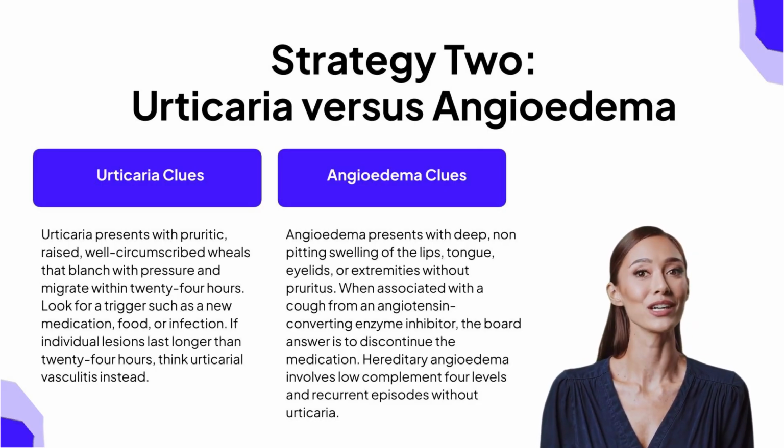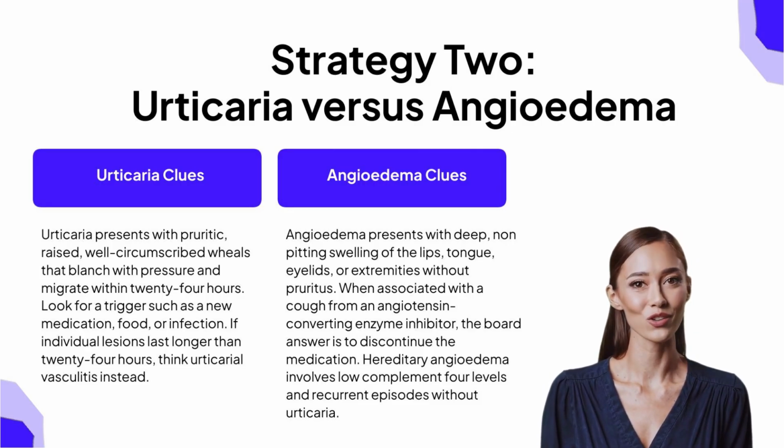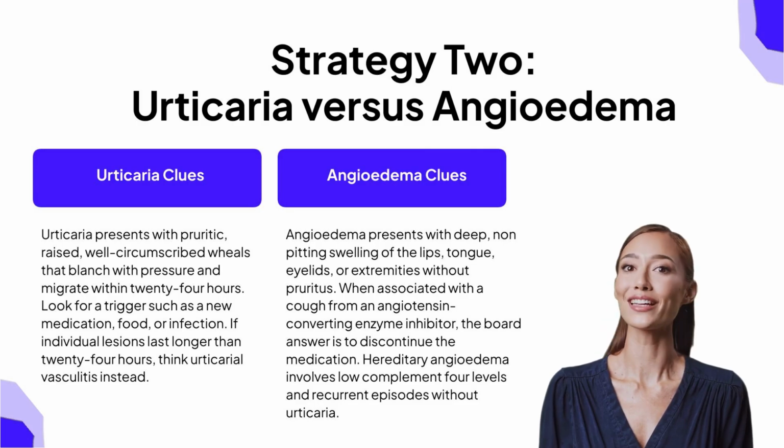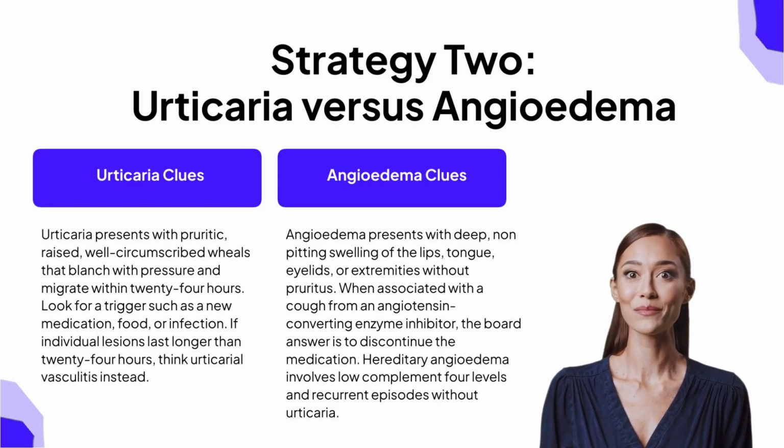For angioedema, look for deep, non-pitting swelling of the lips, tongue, or eyelids without pruritus. One of the most tested scenarios is angioedema associated with an angiotensin-converting enzyme inhibitor. The mechanism is bradykinin-mediated, not histamine-mediated, which is why antihistamines do not work well. The board answer is always to discontinue the medication. For hereditary angioedema, look for recurrent episodes without urticaria and low complement 4 levels. These are classic board findings.